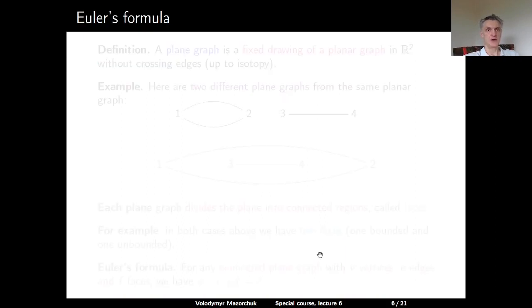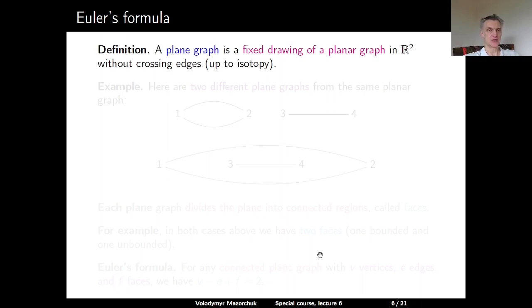Our main tool will be the so-called Euler's formula, and in order to formulate it, we need to define the notion of a plane graph. So a plane graph is a fixed drawing of a planar graph in R2 without crossing edges. And of course this is taken up to isotopy in R2.